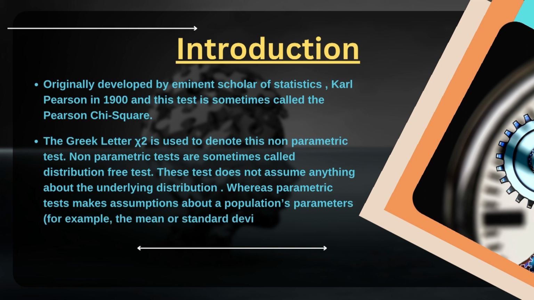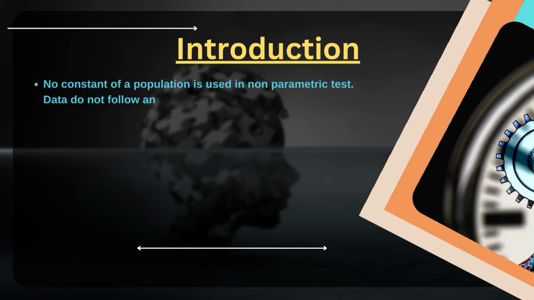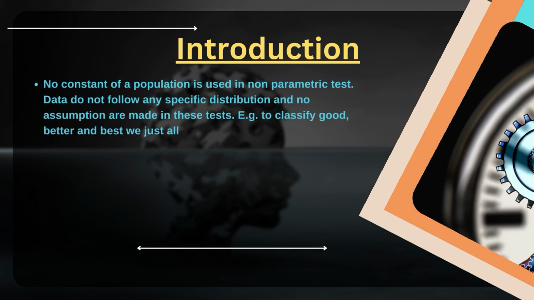This test does not assume anything about the underlying distribution, whereas as we know, a parametric test makes assumptions about population parameters, for example the mean or standard deviation. Put simply, when the word non-parametric is used in stats, it does not quite mean that you know nothing about the population. It usually means that you know the population data does not have a normal distribution. In other words, no constant of a population is used in a non-parametric test.